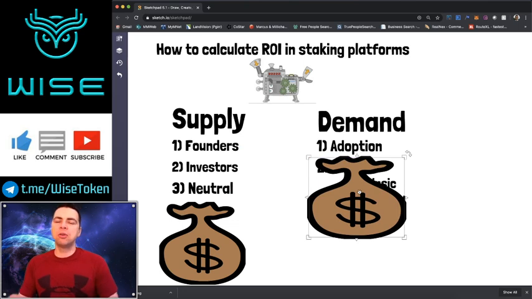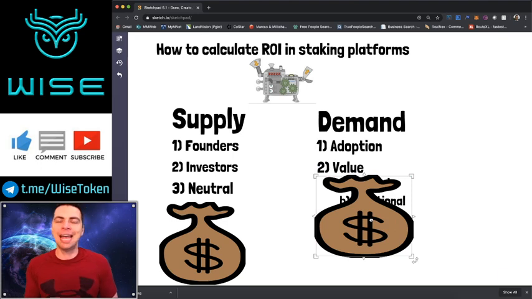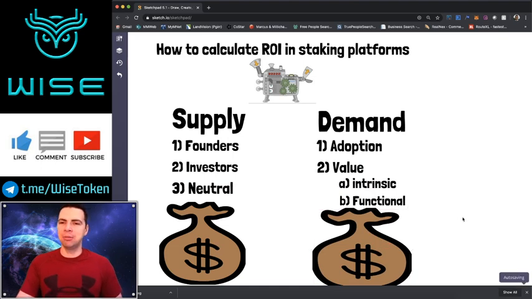So another word for demand is adoption. How many people are using it? Because if people are using it, it provides value. The question we're trying to get to is, how valuable is it? And to understand how valuable it is, there's two things to consider, because there's two types of value. There's intrinsic value and functional value.